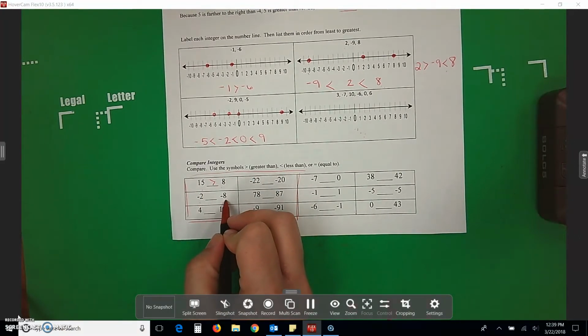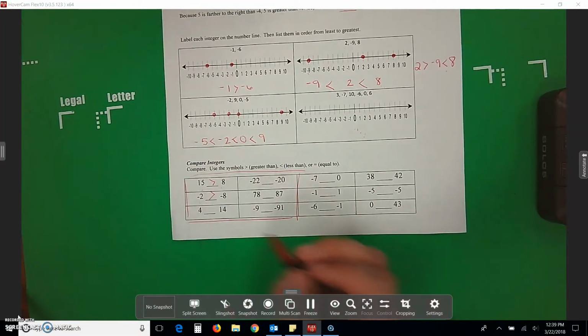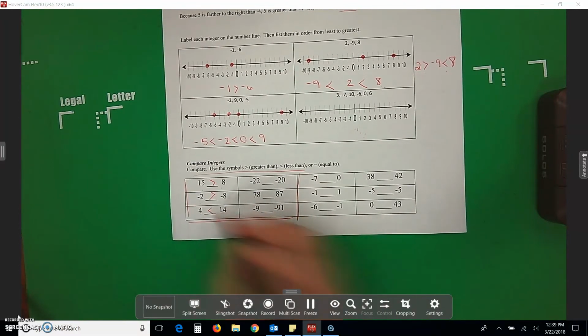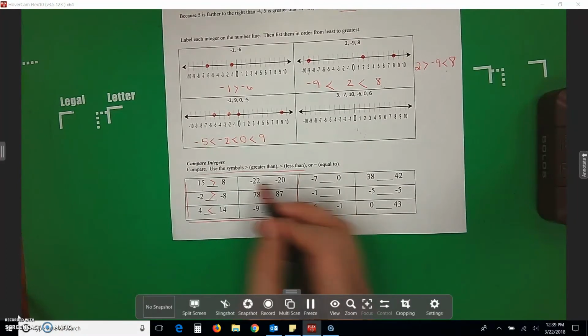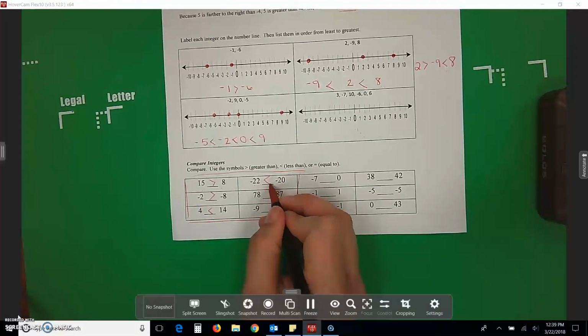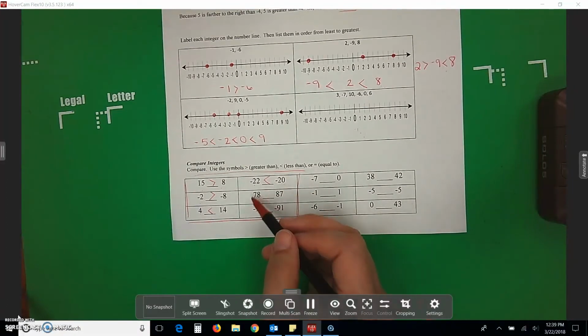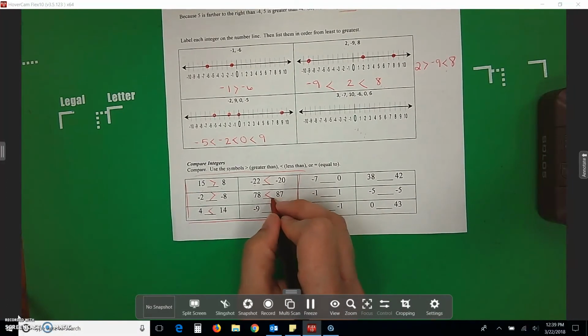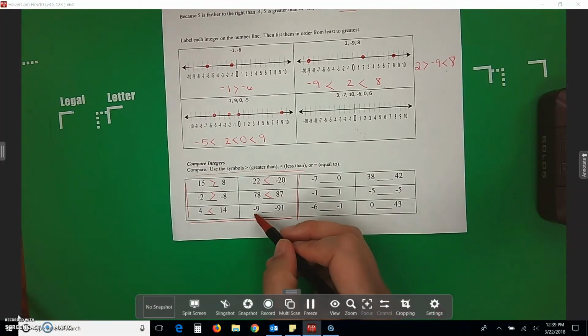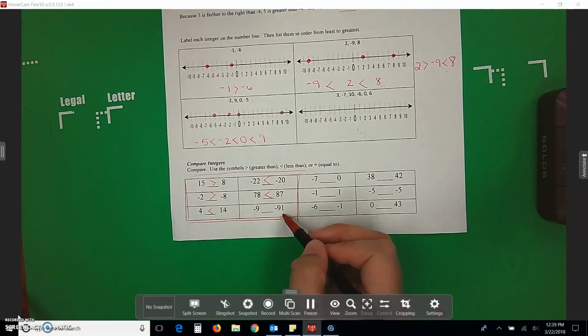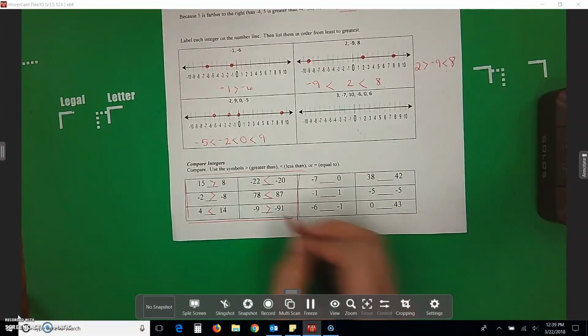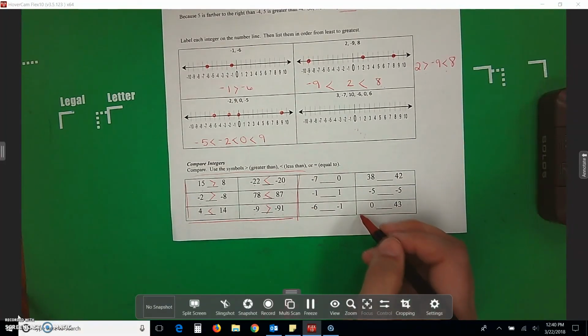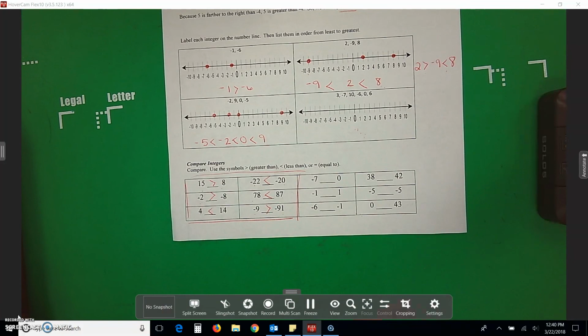Negative 2 and negative 8. Negative 2 is greater than because I'm closer to 0. 14 is greater than 4. Negative 22 and negative 20. I am closer to 0 with negative 20, so that's greater. 78 and 87. 87 is greater. Negative 9, negative 91. Negative 9 is greater than negative 91. Okay? Go ahead and do these on your own. Come back for the next video.